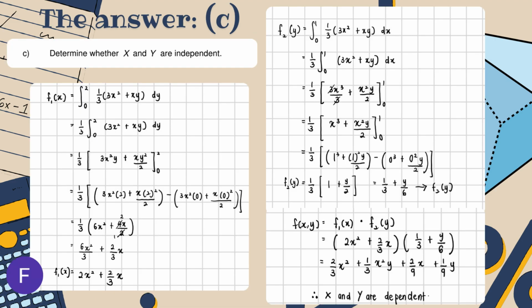As for question C, we need to determine whether x and y are independent or not. Variables are only independent if the marginal density functions fx and fy from question B multiplied equal the original joint function. The equation will be 2x squared plus 2 over 3x times 1 over 3 plus y over 6. Then we will get 2 over 3x squared plus 1 over 3x squared y plus 2 over 9x plus 1 over 9y. From the answer, we know that x and y are dependent.